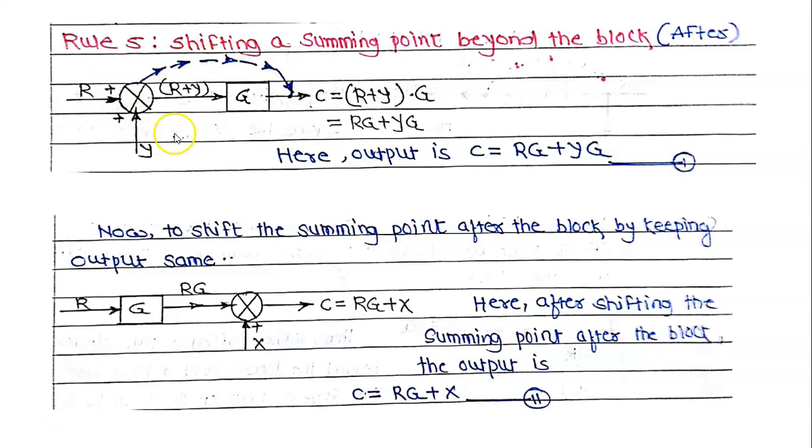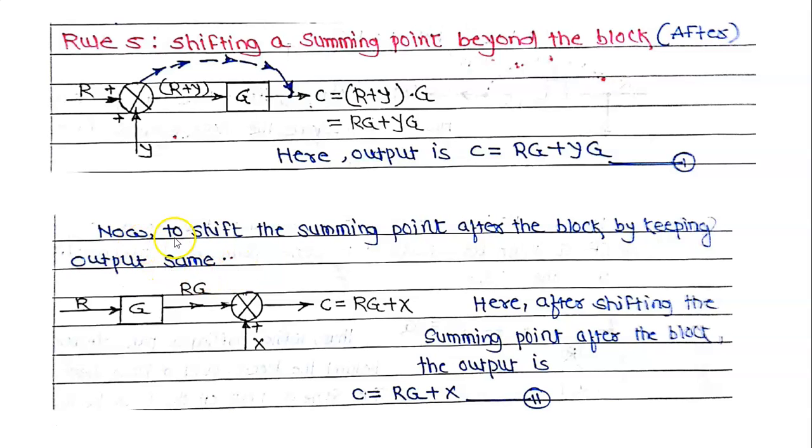Therefore consider this block diagram. This signal R is there, input signal, it is given to this summing point, another signal Y is there, therefore output from the summing point is R plus Y. That signal is given to this block G, therefore output from the block G, C is equal to (R plus Y) into G, that is C is equal to RG plus YG. Therefore output is C is equal to RG plus YG, equation 1.